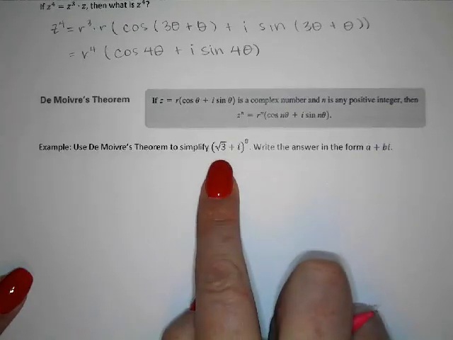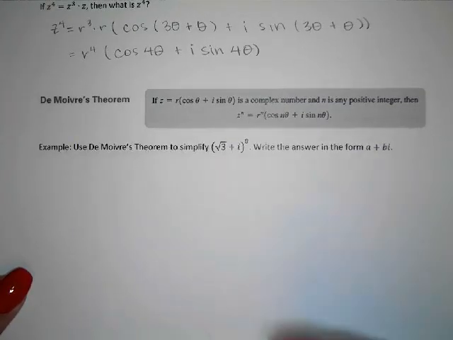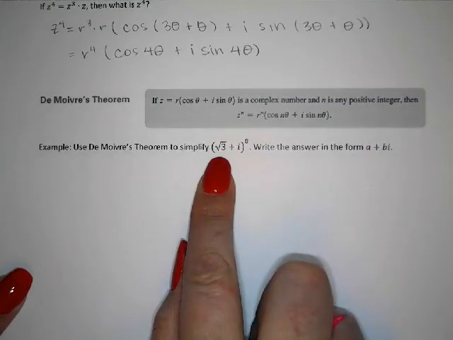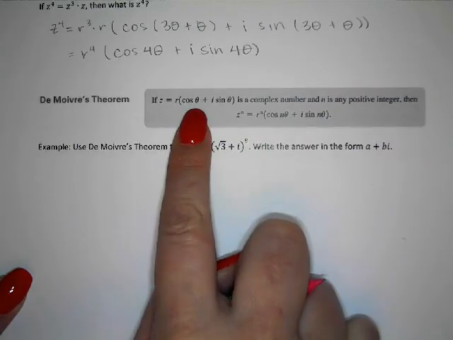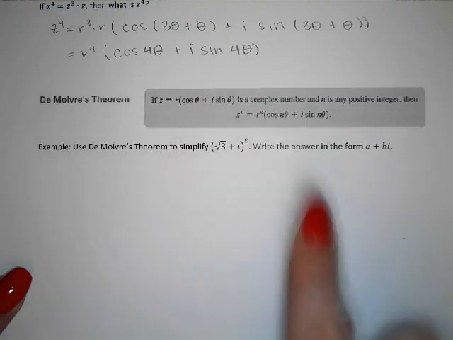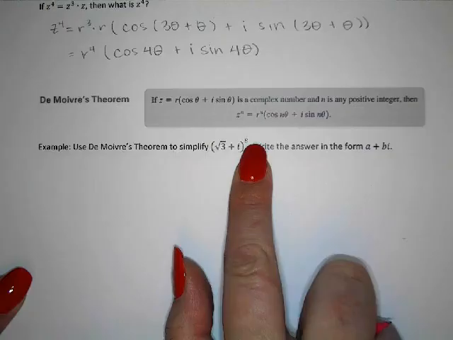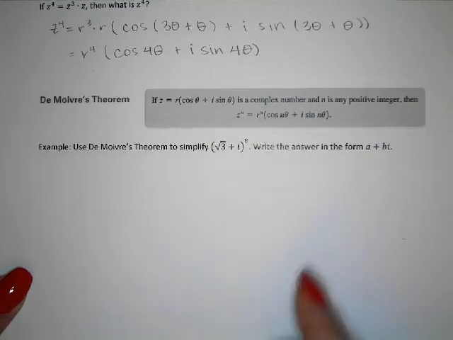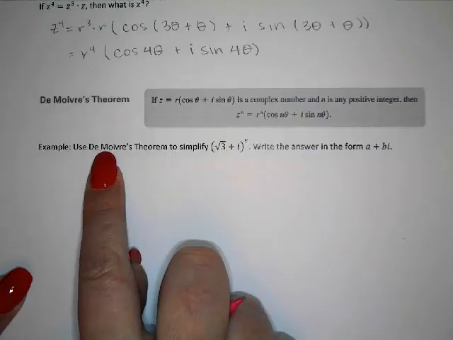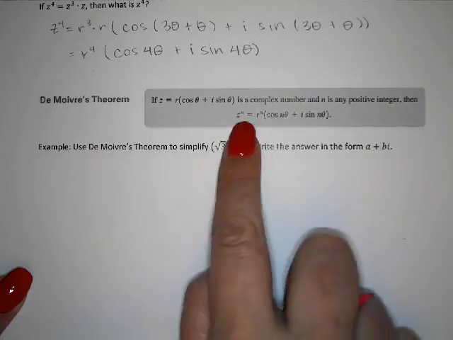Okay, so here we're going to try this, but we're going to look at a very specific complex number that is not in trig form yet. So here's our complex number, raised to the 8th power. The first thing we're going to do is take that complex number and put it into trig form. And then after we have it in trig form, we can use de Moivre's theorem and this formula here.